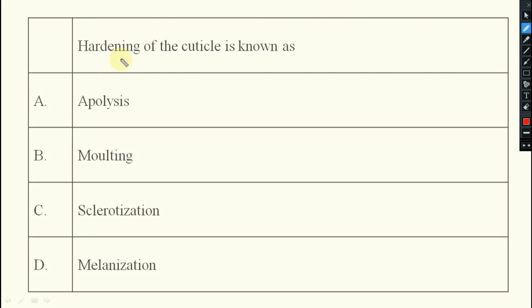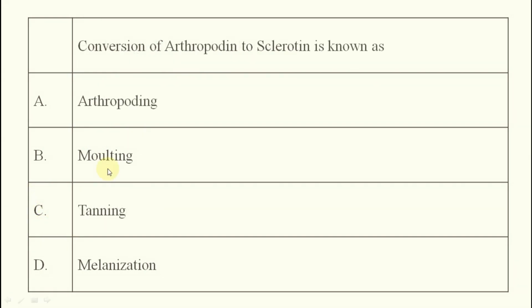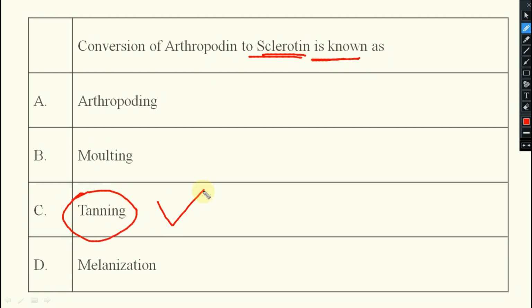Next, hardening of the cuticle is known as what? All of you know the answer is option C, that is sclerotization. Next question, you see, conversion of arthropodin into sclerotin is known as what? That is known as what? Your tanning. Understood?